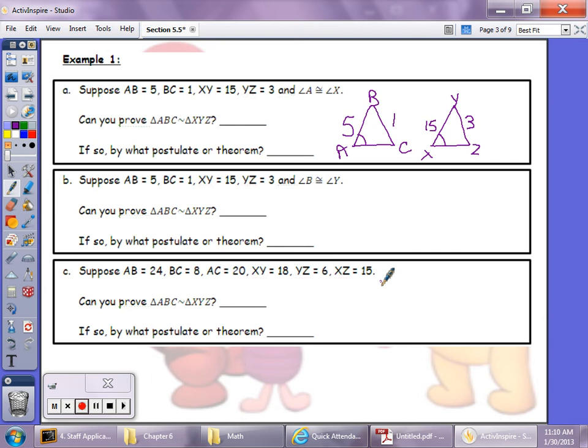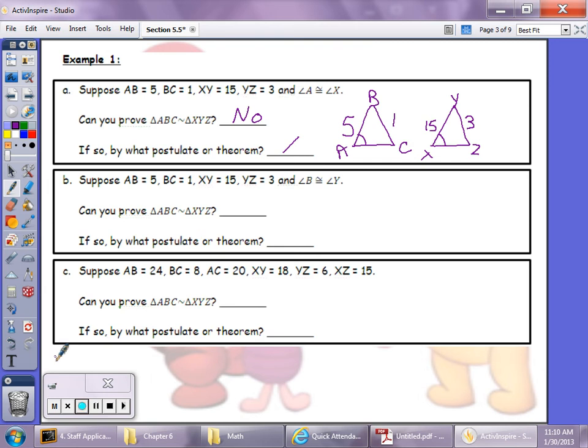the third side. So the last thing we're going to want to check is they've given us an angle and they've given us two sides. As you can see, angle A and angle X are not included with the side lengths that are given. So based on the information, no, we cannot prove these triangles similar, and therefore we don't have a theorem to support proving these triangles similar.